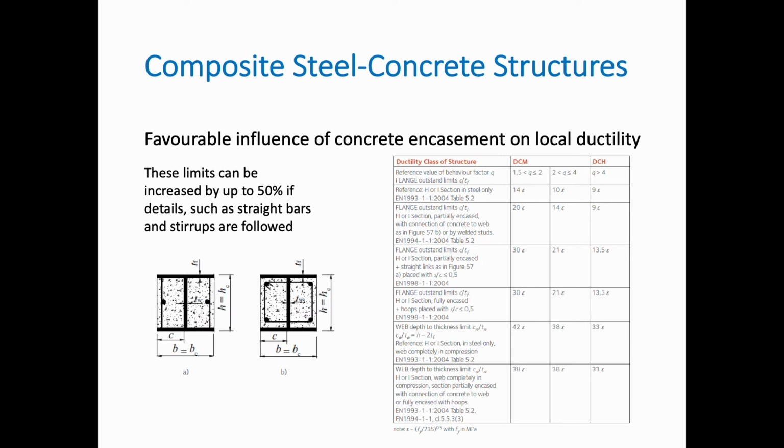Moving on to the influence of the concrete encasement on the local ductility, there is a table presenting again different ratios of the system, attributed with different values under the DCM and DCH categories. And these limits can be increased by up to 50% if details such as straight bars and stirrups are followed.